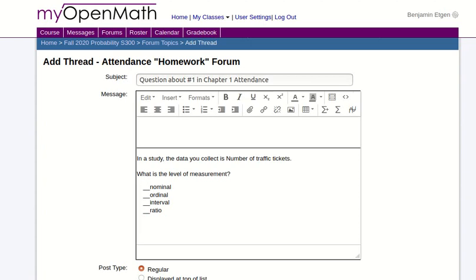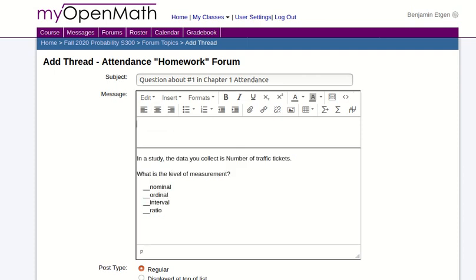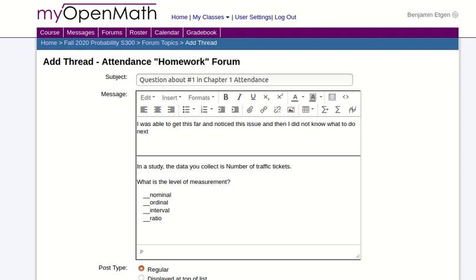And what's nice about this is notice that the question in its entirety comes over. At this point in the semester there's just words, but later in the semester there'll be all sorts of symbols and fancy notation, and all that will come over with this. You'll then click in the top and say something like, I was able to get this far and noticed this issue, and then I did not know what to do next.